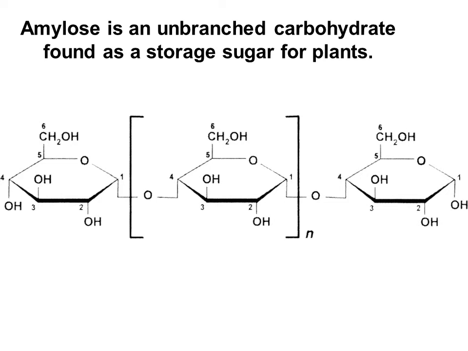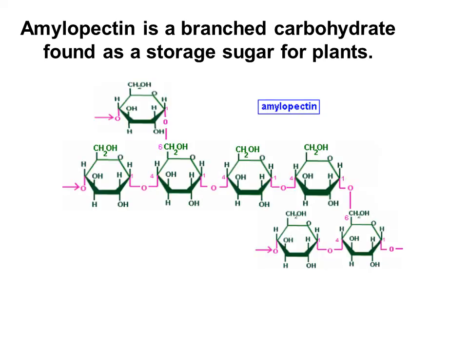Starch has two forms, an unbranched form and a branched form. The unbranched form is called amylose. Amylose is a storage sugar for plants. When plants need energy, they can utilize a storage sugar called amylose. The second example is amylopectin. This is also a storage sugar for plants.